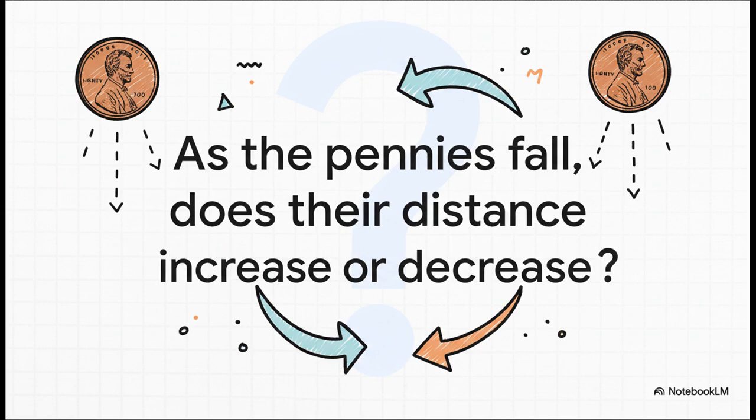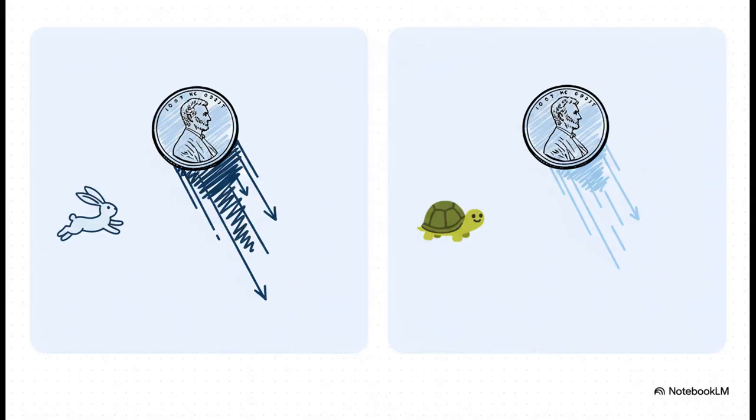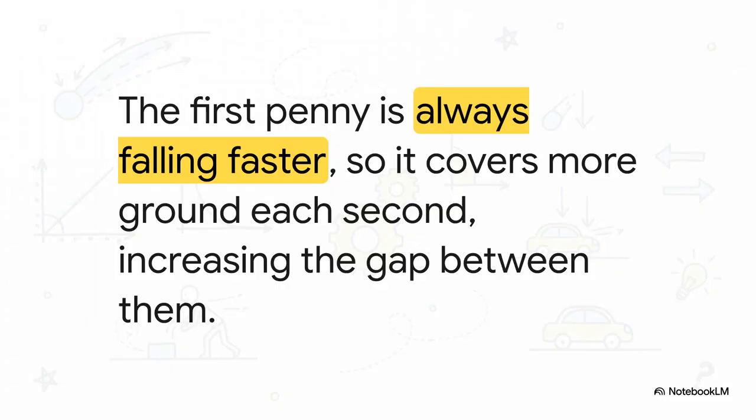What do you think? The key here is all about speed. That first penny got a head start, right? It's been falling for longer, so gravity has had more time to speed it up. This means that at any given moment, the first penny is always moving faster than the second one. And because of that speed difference, the distance between them has to increase. The first penny is always pulling away from the second. Every single second, it covers more distance, so that gap just keeps getting wider and wider.